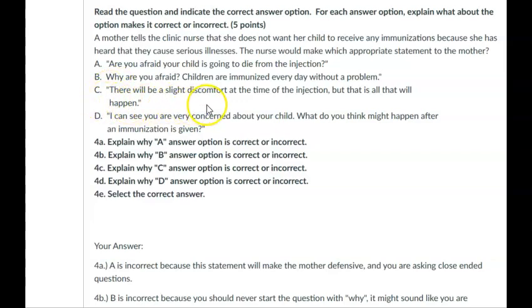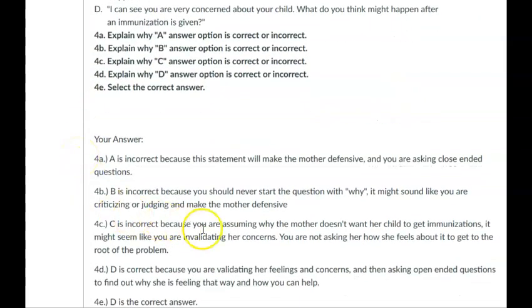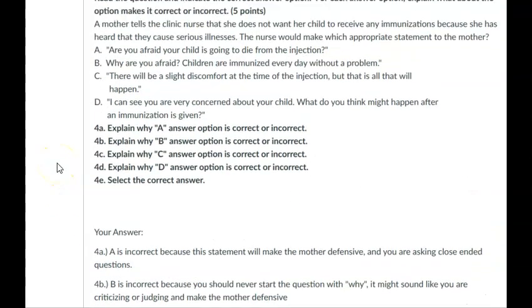C, there will be a slight discomfort at the time of the injection, but that is all that will happen. Incorrect because you're assuming the mother doesn't want her child to get immunizations. It might seem like you are invalidating her concerns. You are not asking her how she feels about it or to get to the root of the problem. So that's a big takeaway there.